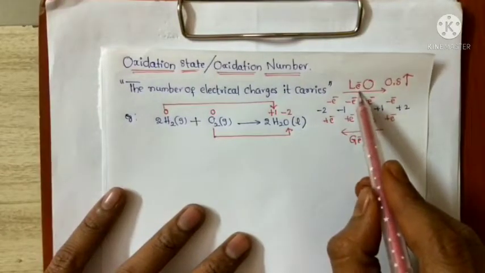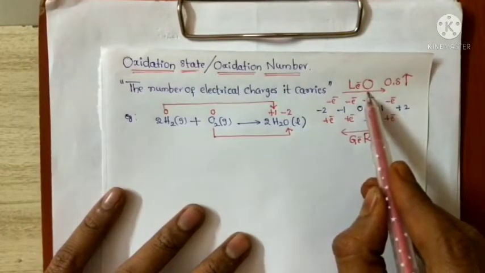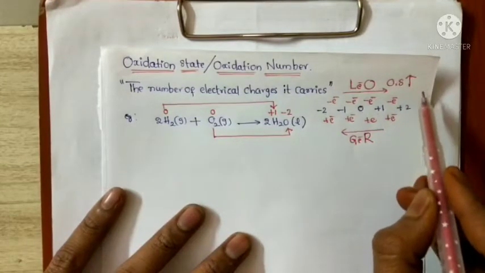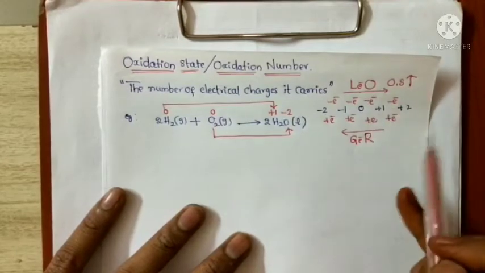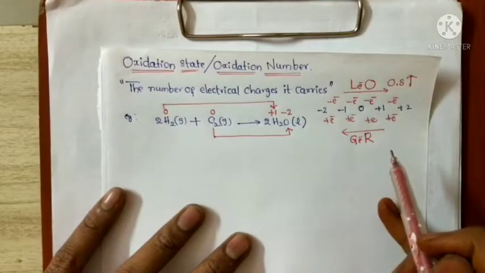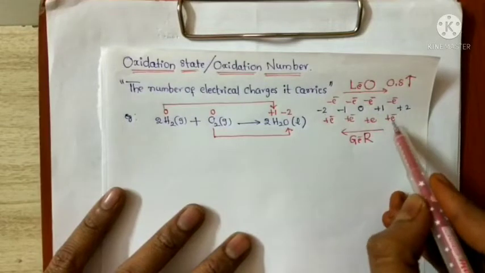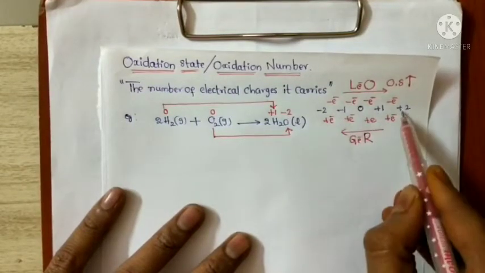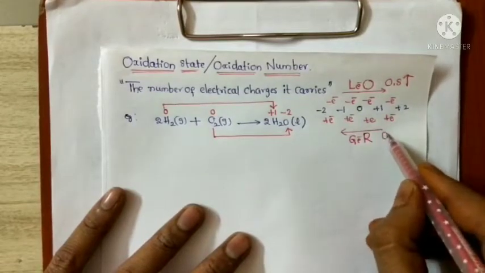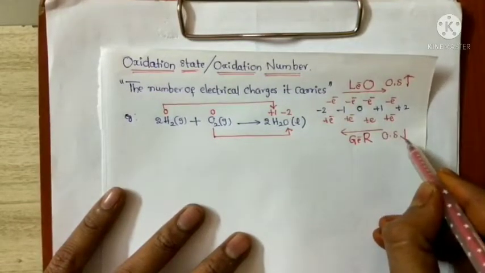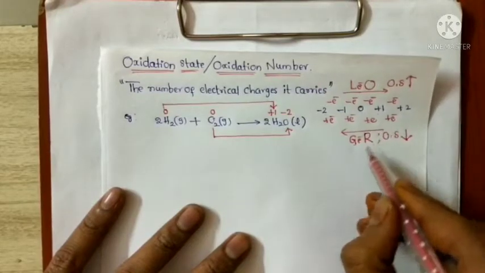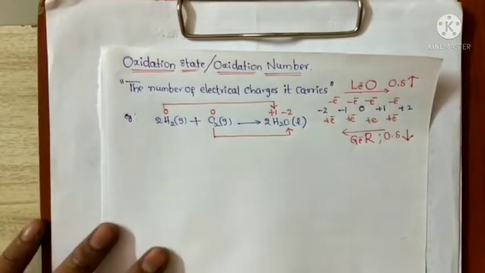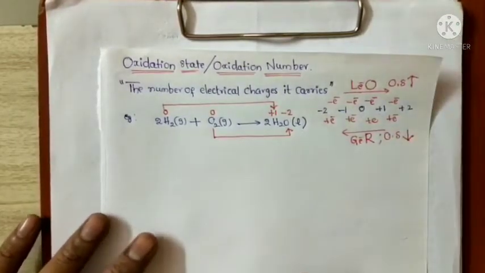So loss of electron is called oxidation, or if the oxidation state of an element is increasing, it is also called oxidation. Next, if the oxidation state decreases, from right to left, that element undergoes reduction, or gaining of electron is also called reduction. So it is one of the tricks you can easily use to identify these.